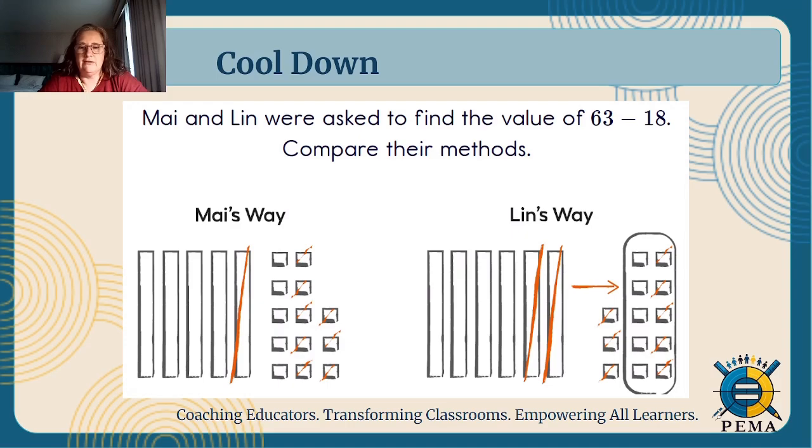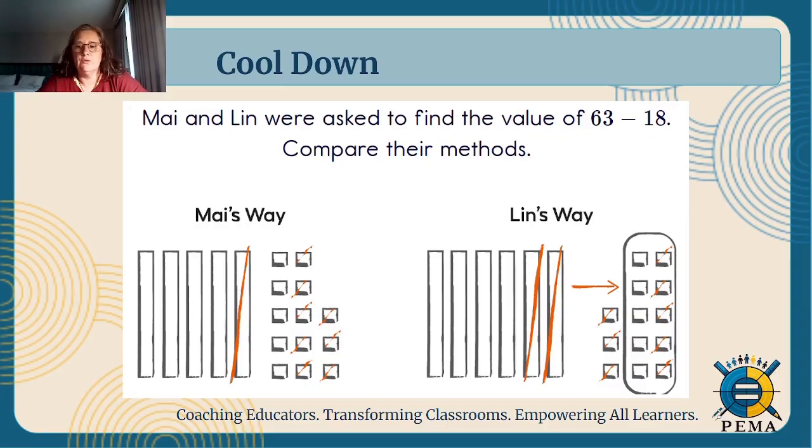So when we figured out what was going on, we looked at the cool down. The cool down really is much more simplified. The cool down is looking at Mai's way, where instead of drawing 6 tens and 3 ones, she draws 5 tens and 13 ones, because thinking ahead she sees that we have to decompose and does it before drawing it. And then Lin's way, she draws all 6 tens and 3 ones and takes 1 ten and decomposes it into 10 ones. So it's basically the idea of thinking ahead and just drawing that 10 as 10 ones to begin with, or drawing it as a 10 first and then decomposing it.